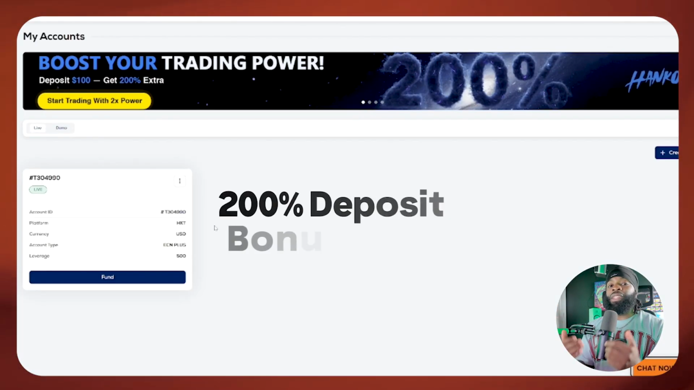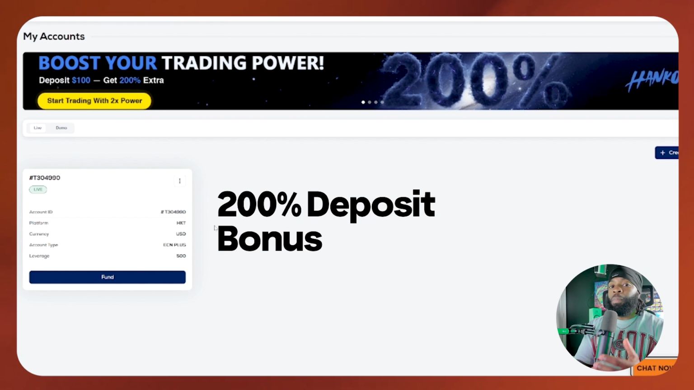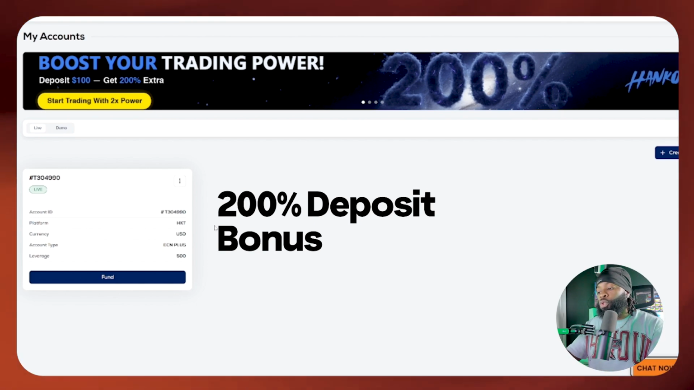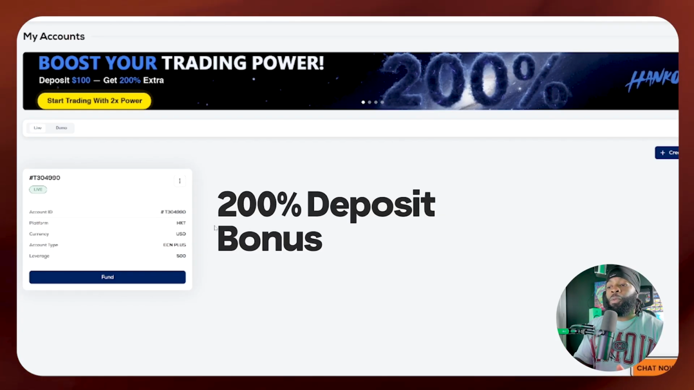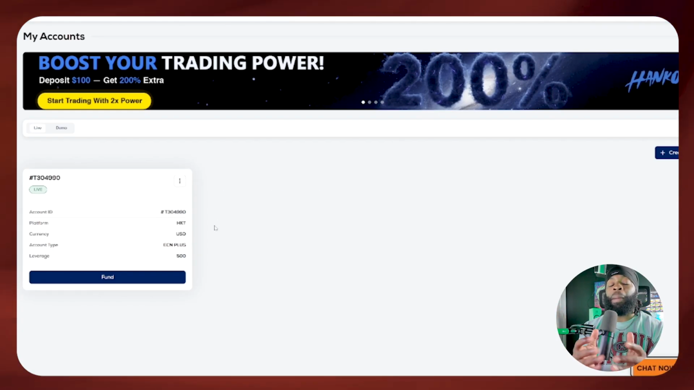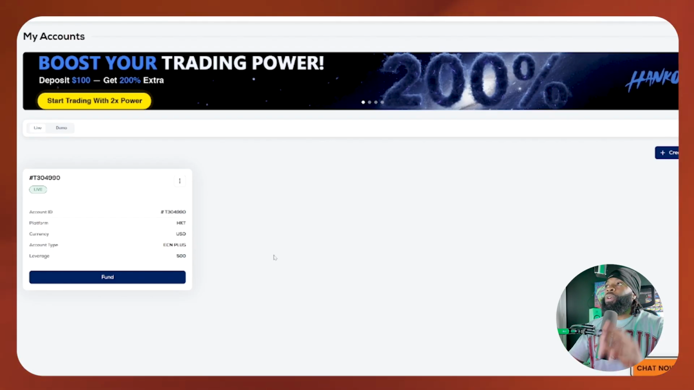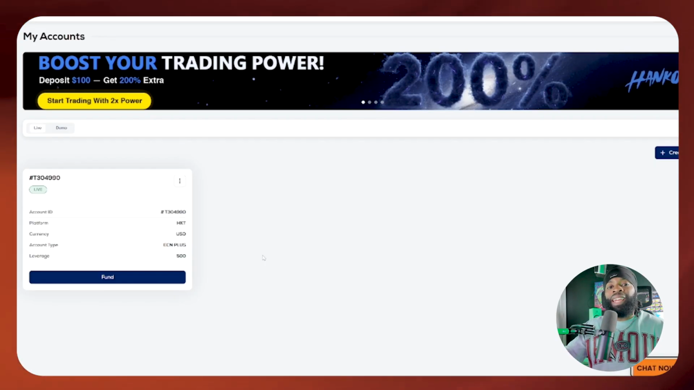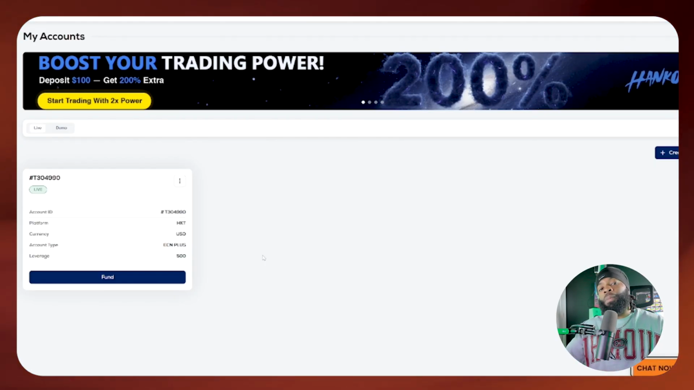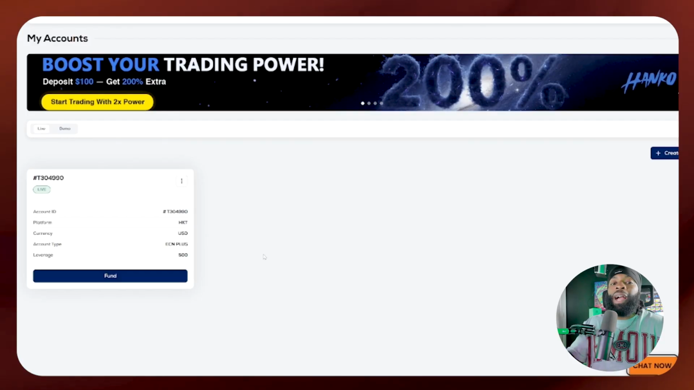Now with HankoTrade, they're giving you a 200x bonus, meaning if you deposit $100, you get additional 200% of that. So that is the exact same thing with GatesFX as far as buying power. It is only used for buying power, and that is it. So guys, depending on what you're looking for, as far as if you want to just get in the game, get started, I prefer you go with the deposit account just because it will give you extra leverage.